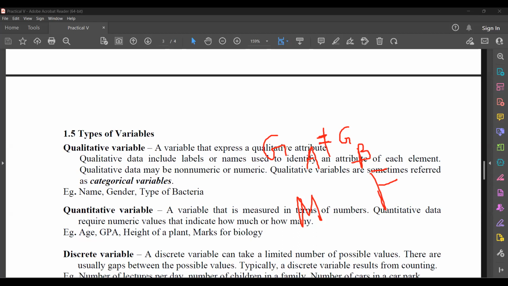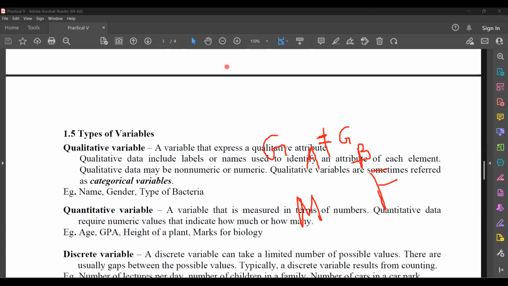Any answer? Actually, you can do this. Because if you have two individuals, one male and the other female, you can say, no, these genders are not the same, right? You can do this kind of comparison with a variable like this. So in nominal scale, you can do this kind of comparison.